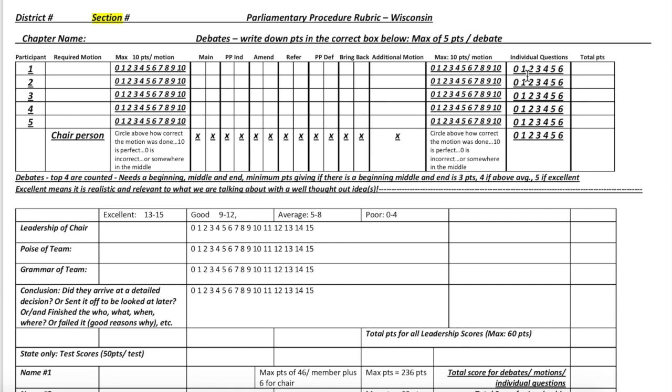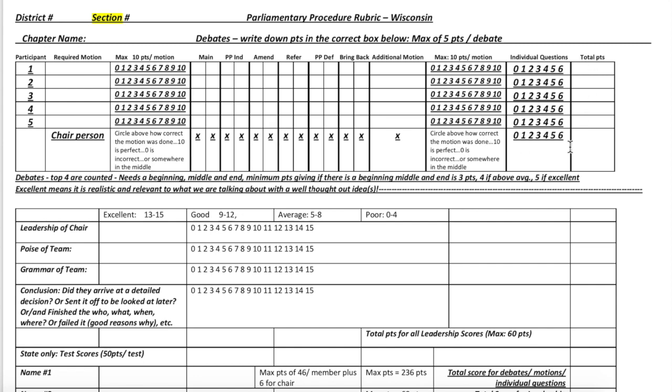The second part of the question will be something about the main motion. Their original answer, either yes, no, correct, incorrect, in order, out of order, anything like that will be 1 point, and then their answer to why and their explanation will be their 6th point. Then, to get total points, you're going to add up all the way across for person 1, and put that in this box all the way down.